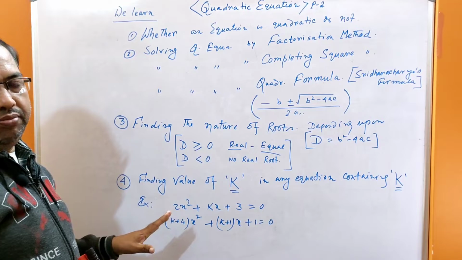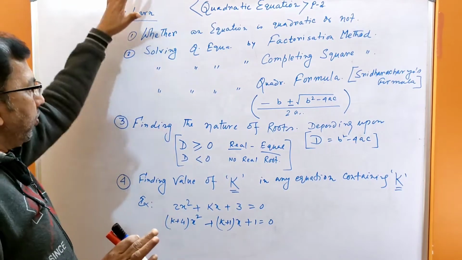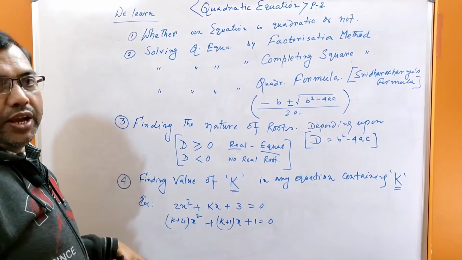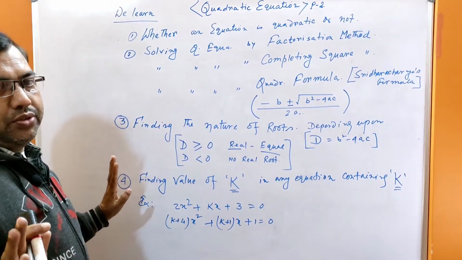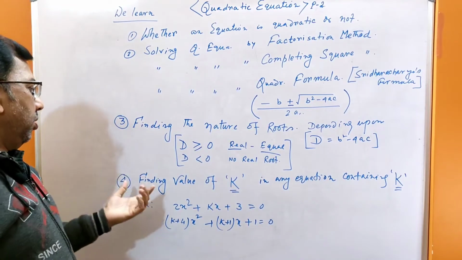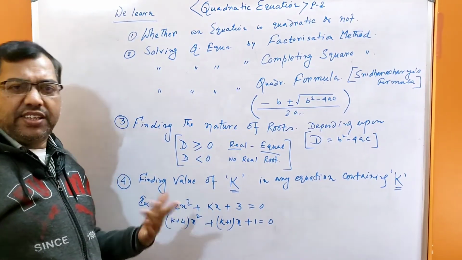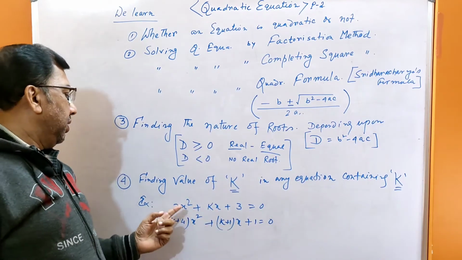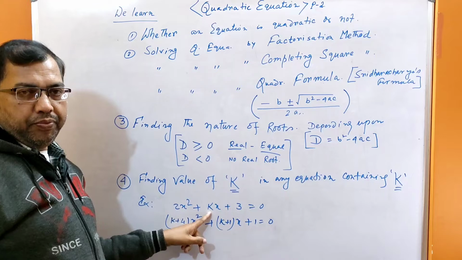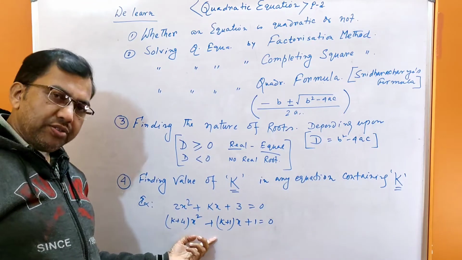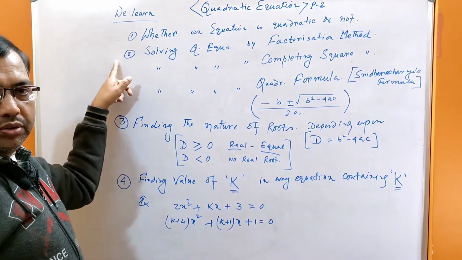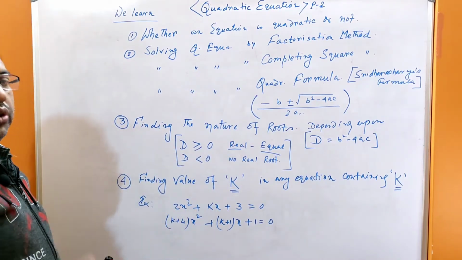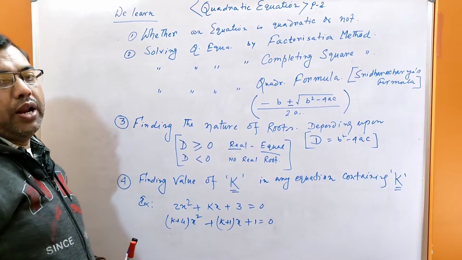Quadratic equation should be clear, I am sure, if you have the concept regarding this. Then finding the value of k or p in any quadratic equation: a quadratic equation will be given and you have to find out the value of k. How to find out the value of k? I have also given the example in the first part. Today I also discuss some two or three sums, so that all the things will be covered.